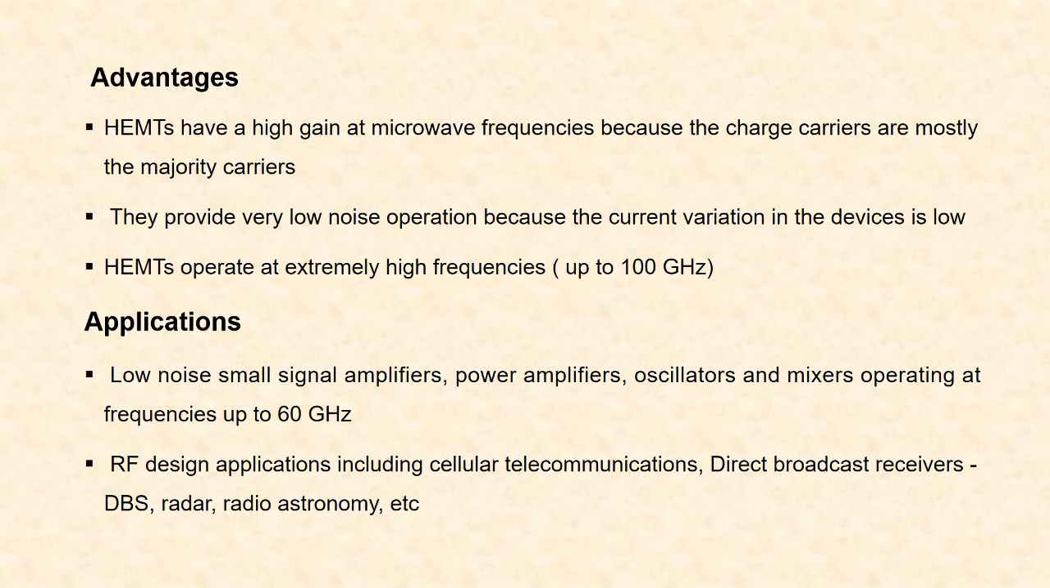The advantages of HEMT. HEMT have high gain at microwave frequencies because the charge carriers are mostly the majority carriers and the minority carriers are not significant. They provide very low noise operation because the current variation in the device is very low. They operate at extremely high frequencies. It can operate up to 100 gigahertz.